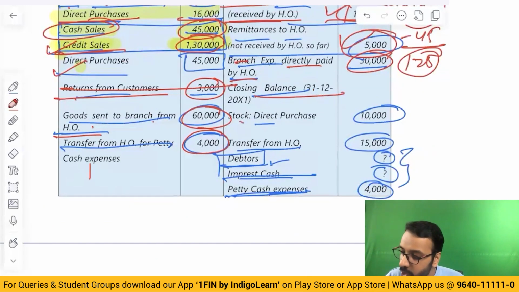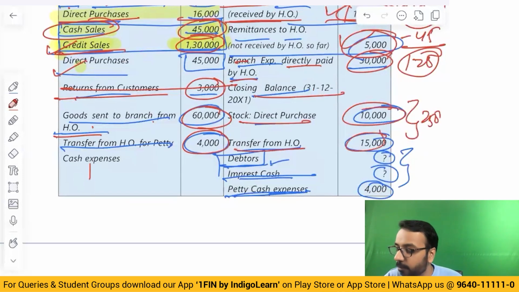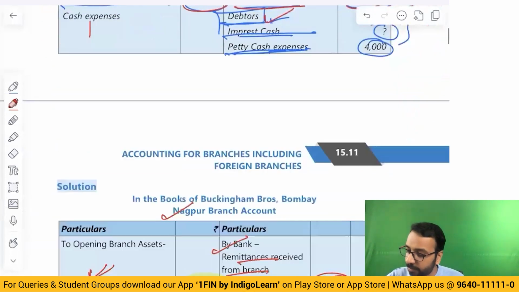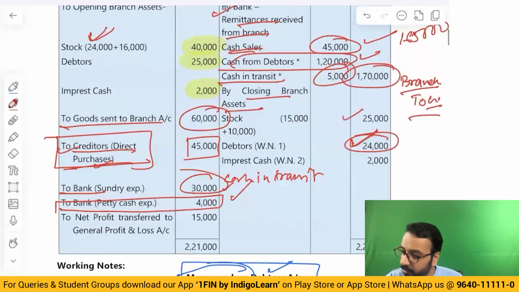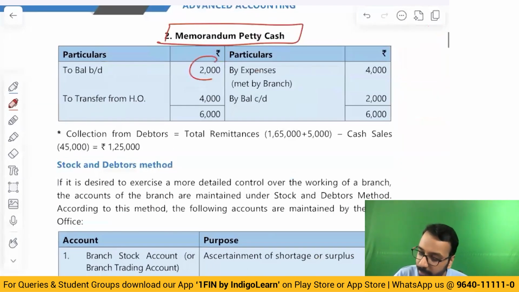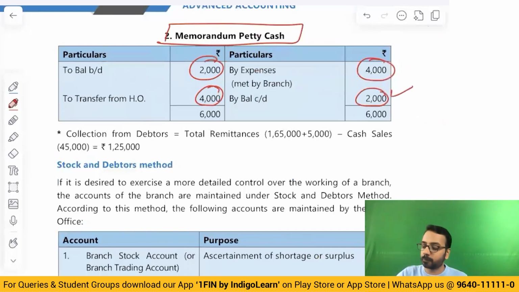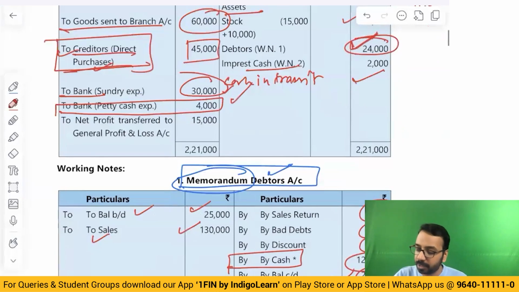Closing balance. Stock direct purchase 10, transfer from head office 15. So 10 plus 15, 25,000. You will consider directly. Then debtors closing balance we have already calculated 24,000. Cash. How do we calculate the closing balance? Opening balance, amount received from head office, expenses incurred by the branch, closing balance 2,000. So this closing balance 2,000 will appear here. This difference is my P&L.